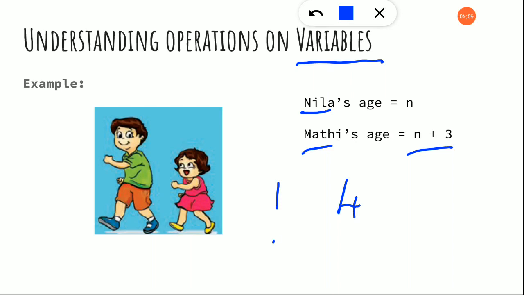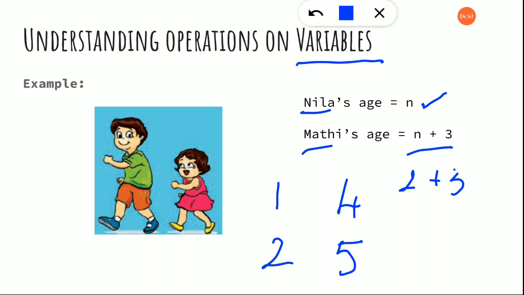Now when Nila is 2 years old, what will be the answer? You have to substitute this 2 as n and then you have to add it with 3. So what is the answer you are getting? Madhi will be 5 years old. So the word variable is being satisfied here because n's value is not constant. Will the age of a person be constant? Every year the age is increasing by 1, right? Is it increasing at a stretch by 10 or 20 years? Is anyone becoming like that? No. Every year one age is being added to us.